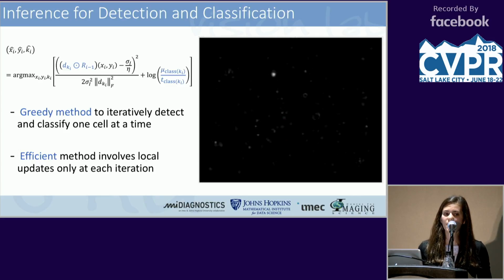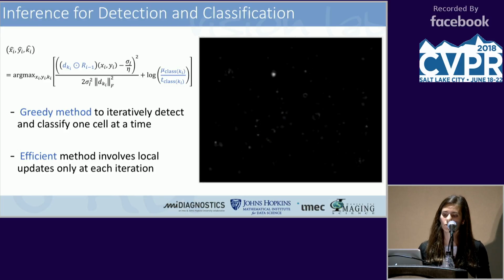The idea is that we define a residual image, which is initially equal to the input image. At each iteration, we detect and classify a cell and remove it from the residual. And this procedure continues until all of the cells have been removed and all that's left is the background noise. And notice while this runs that the larger cells are being detected before the smaller cells.